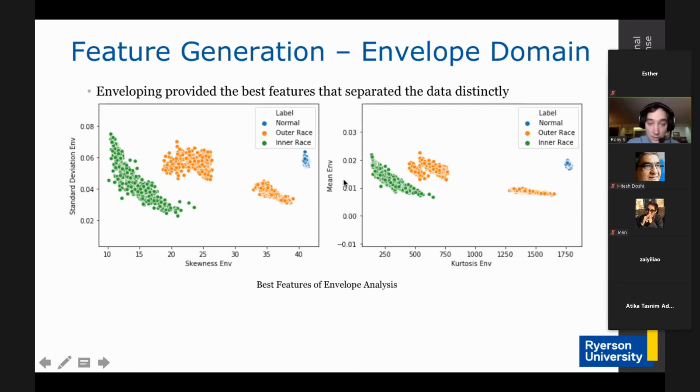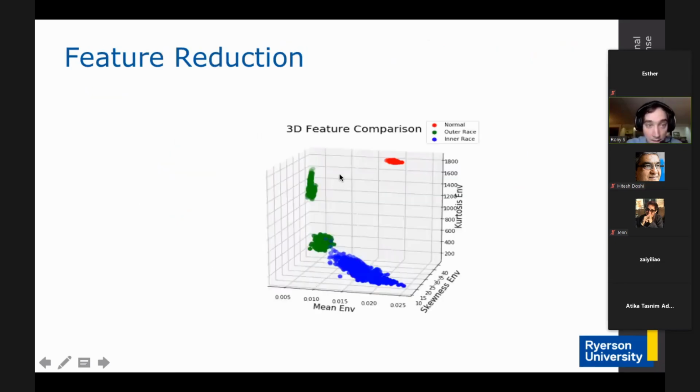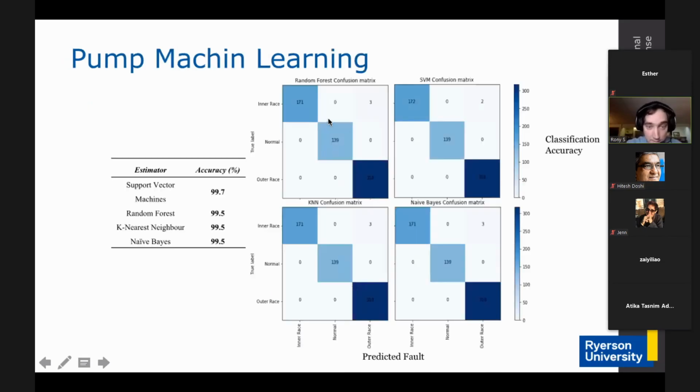And so what we can do is apply machine learning to this. We can apply machine learning to this smaller data set of just enveloped features. And we can see that the accuracy is very high. We average 99% accuracy for our pump diagnostics. And so what we've proven is that this methodology can certainly give you very high accuracy using this novel signal processing of enveloping.